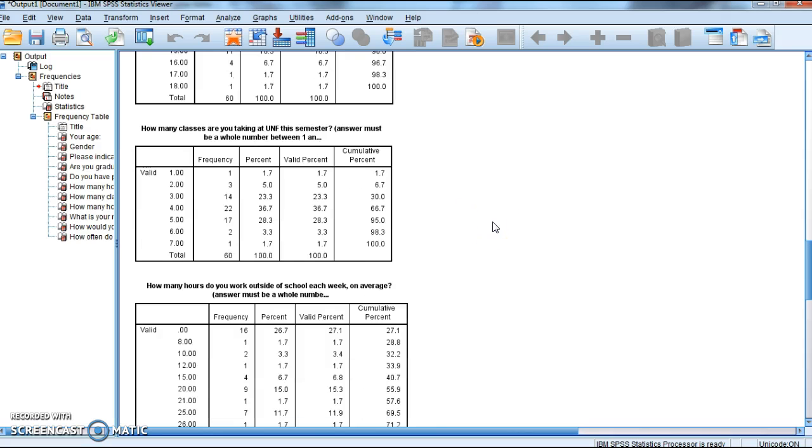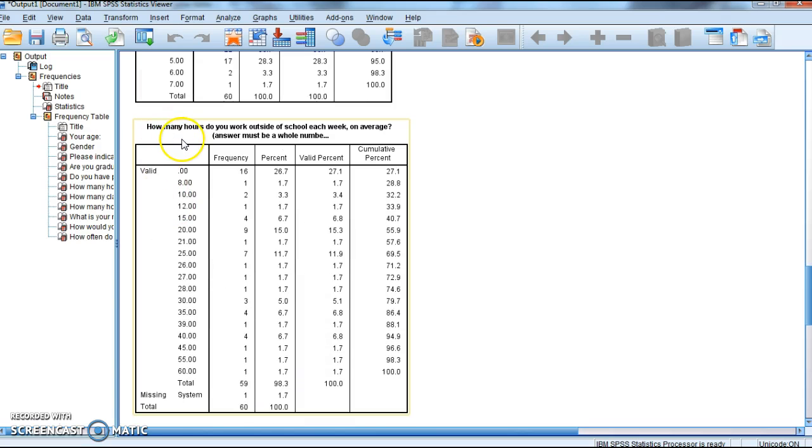If we look at how many classes you are taking, the mode is 4. So we see 22 people taking 4 classes. How many hours do you work outside of class? So the mode for this is 0. We had 16 people who are not working outside of class, but you can see this huge range where we have some part-time workers and lots of full-time workers putting in lots of hours.